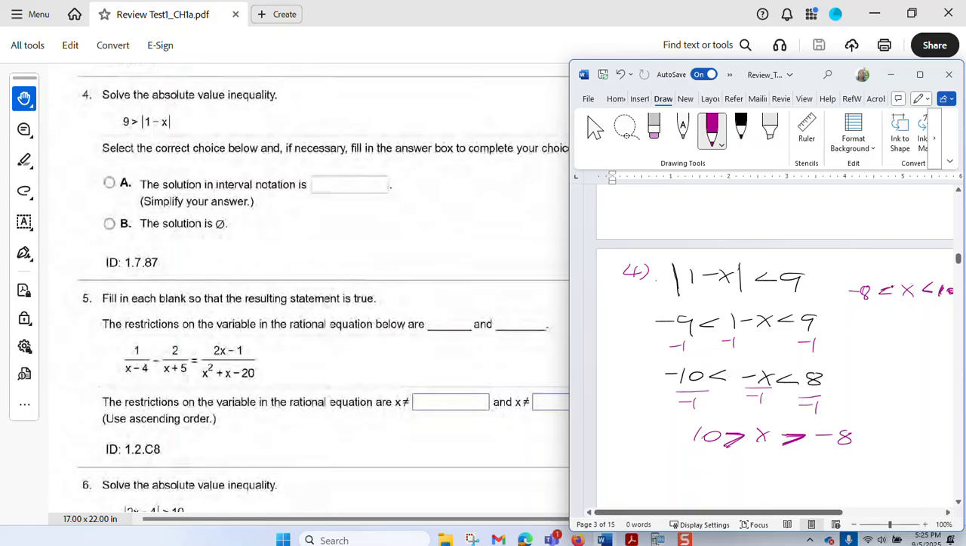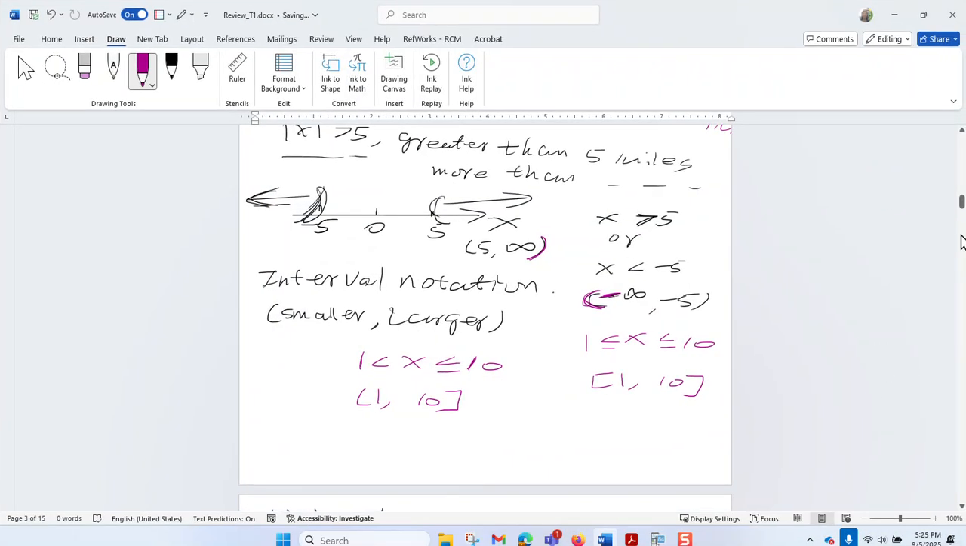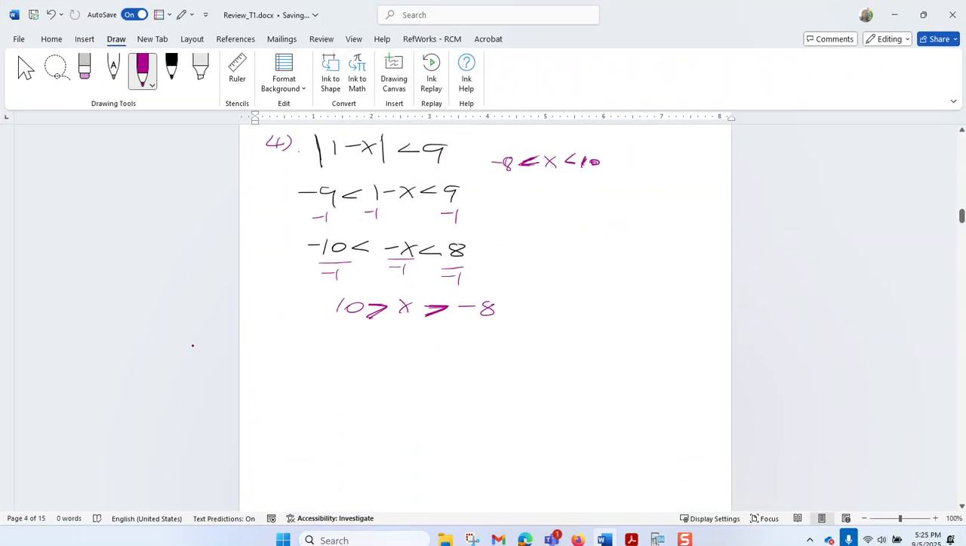The reason for writing it this way is that it is a little bit easier to write the interval notation. So my interval notation will be negative 8 to 10, okay? It didn't have an equal sign, so it will be all parentheses in here. All right, any questions?